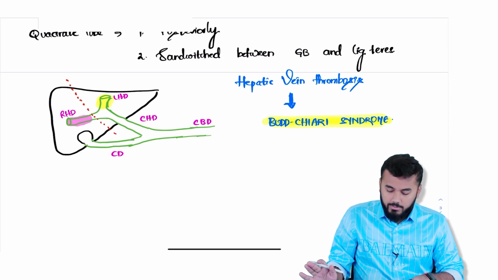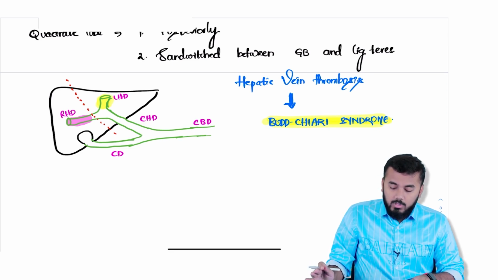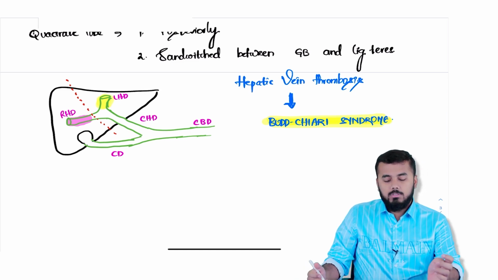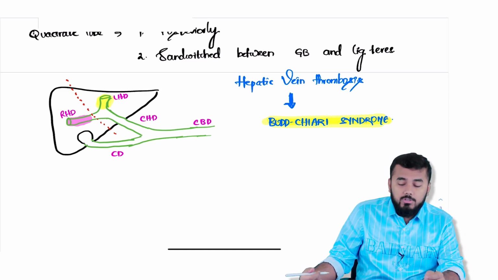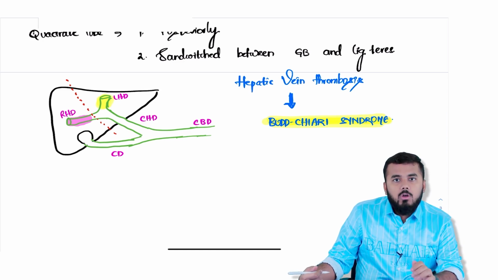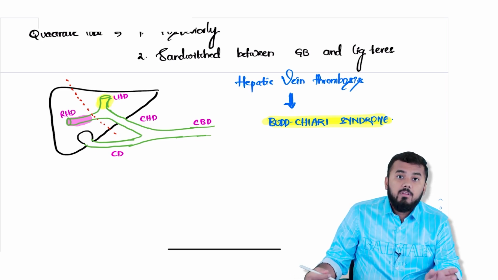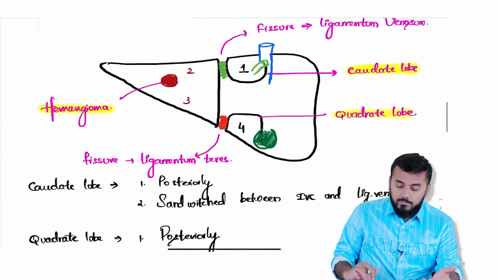Clear everyone, right? So now the important question which the examiner will ask you is not what is hepatic vein thrombosis. They won't ask you this question. What they'll ask you is, in hepatic vein thrombosis, all the segments are dead, right? All the segments undergo infarction, but there is only one segment which is safe. What is that? That is your first segment.